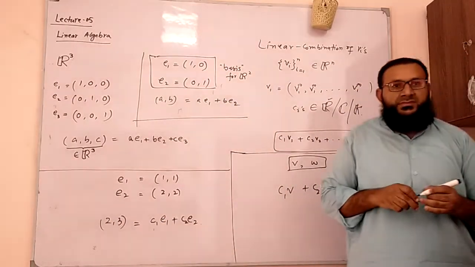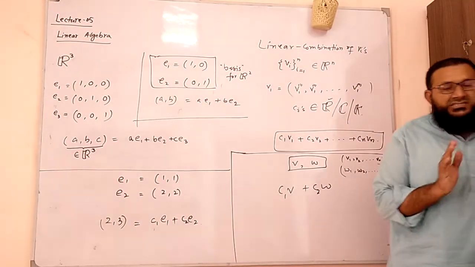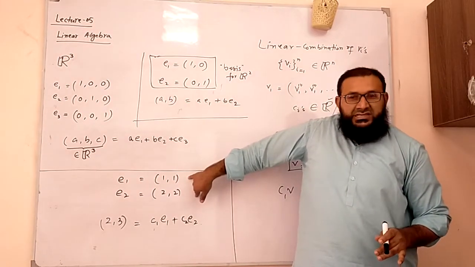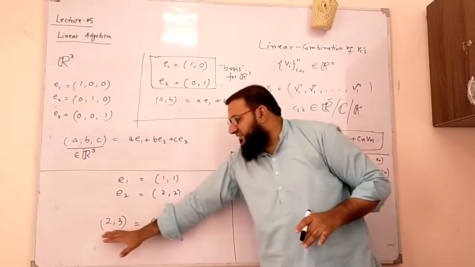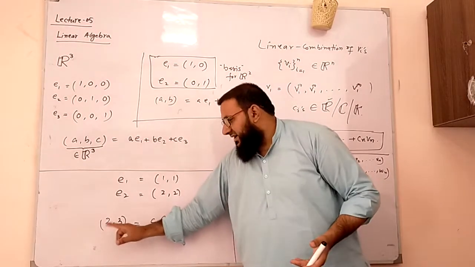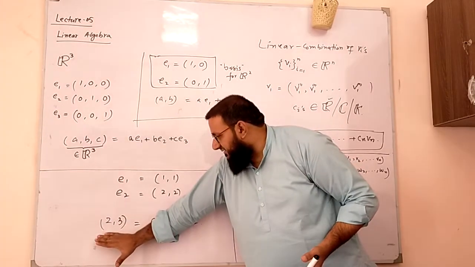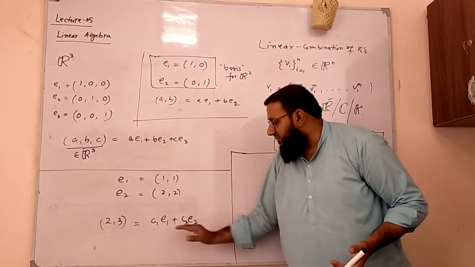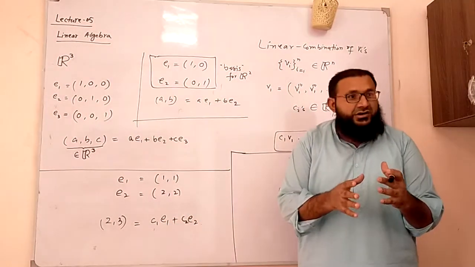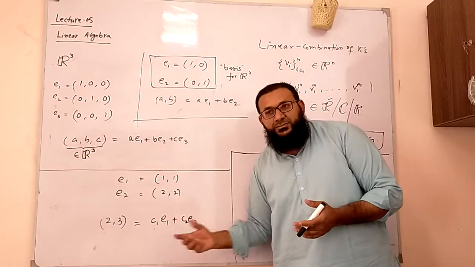It is not possible. Hence we say that this is not a basis for R2. If you can write any vector in R2, any vector meaning I can choose any vector, not just 2, 3, as a linear combination of E1 and E2, then you say that E1 and E2 make a basis for R2. But this is not possible because I have given you a counter example right now.